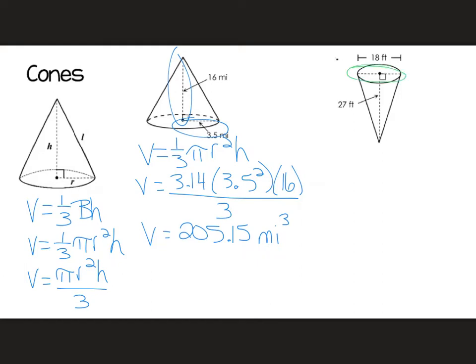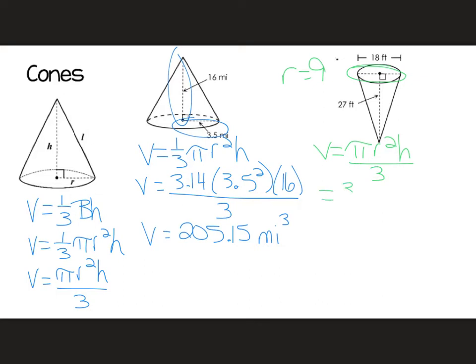They gave us the diameter instead of the radius, so the radius is half the diameter. Oops, so that is not 8. I'm just the math teacher. Half of 18 is 9, okay? So I'm going to do volume equals pi r squared h over 3.